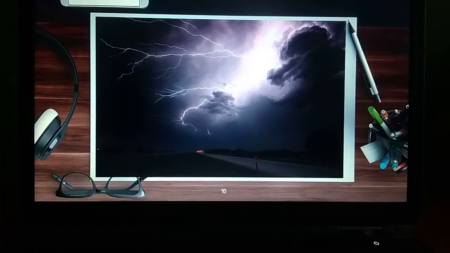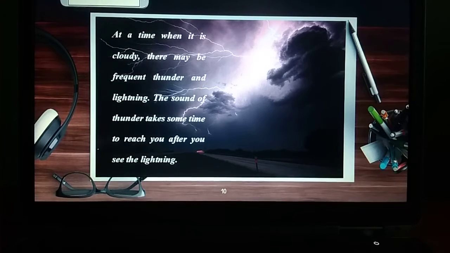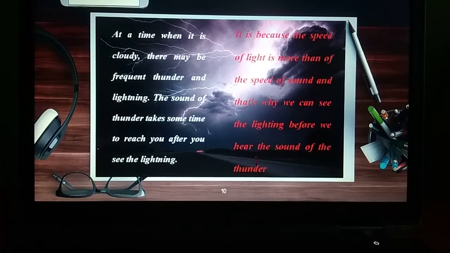Now why does this happen? At a time when it is cloudy, there may be frequent thunder and lightning. The sound of thunder takes some time to reach you after you see the lightning. Why does this happen? Because the speed of light is more than the speed of sound. That's why you see the lightning first and then hear the sound.